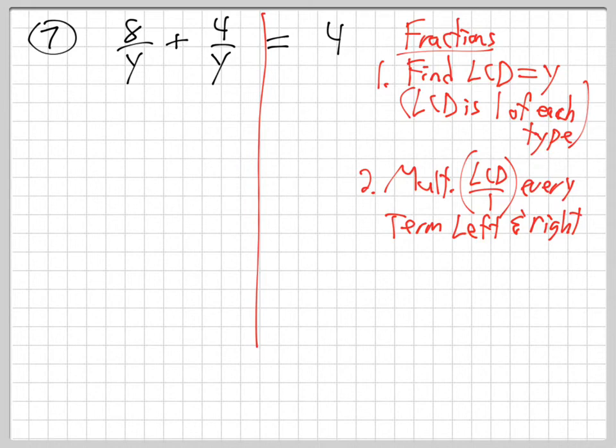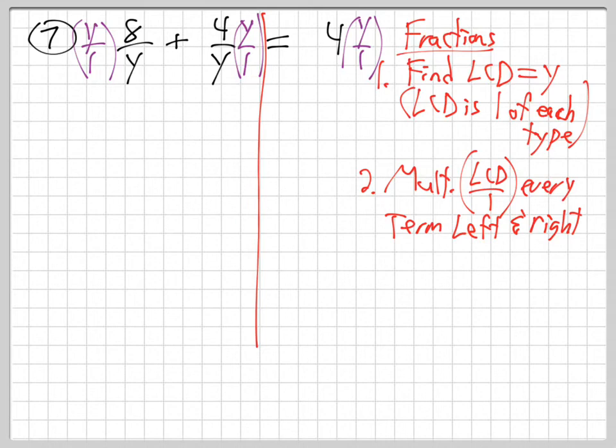So I come in and I go, okay, so LCD is y over 1. Y over 1, y over 1. Does that make sense? LCD over 1. Do you see why the LCD is only a single y? You only take one of every letter type when you do an LCD.